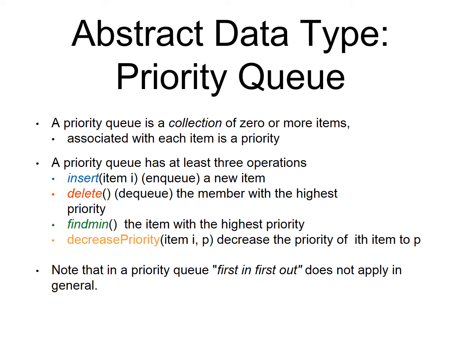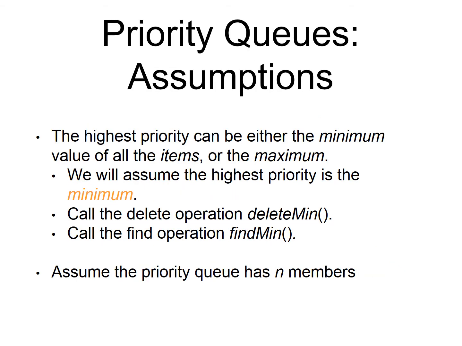based on the priorities. The main thing we have to note here is that the first in first out property will not be applicable for priority queue. Here each item will be deleted based on its priority. The basic assumption for the priority queue is that the highest priority item will be deleted. Either it can be the minimum value or the maximum value.